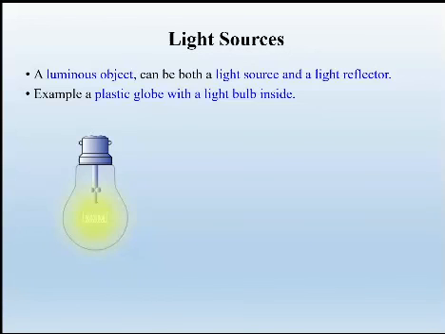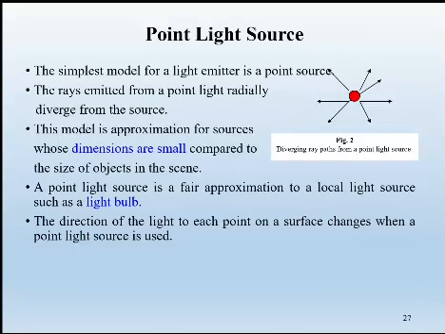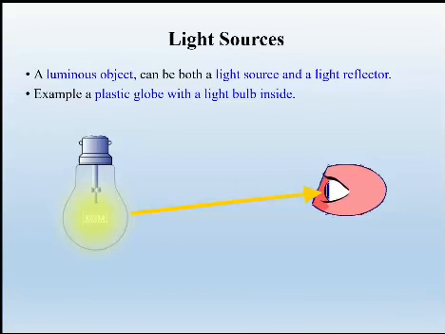Light sources. A luminous object can be both a light source and a light reflector. It works as both a light source and a light reflector. Example, a plastic globe with a light bulb. So, this is one example of a luminous object.